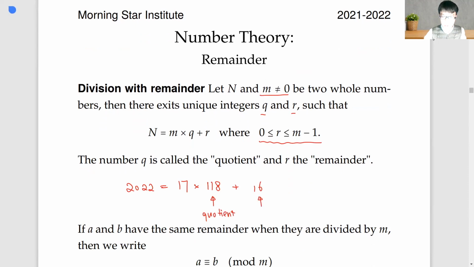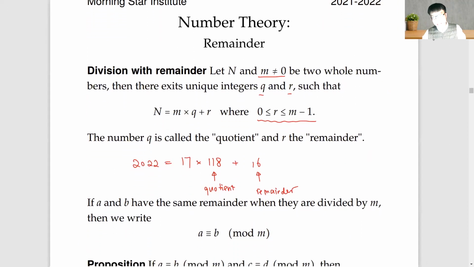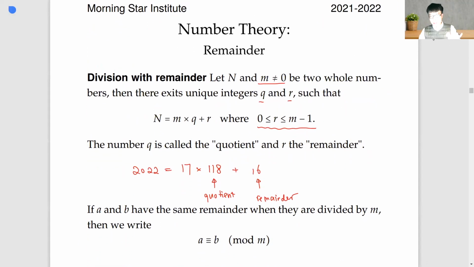And this 16 is called the remainder. And we see 16 is smaller than 17. Okay, that's division with remainder. In mathematics, we have some notation that's related to this division.